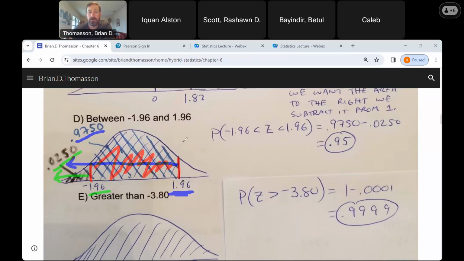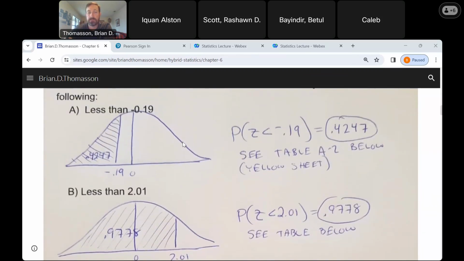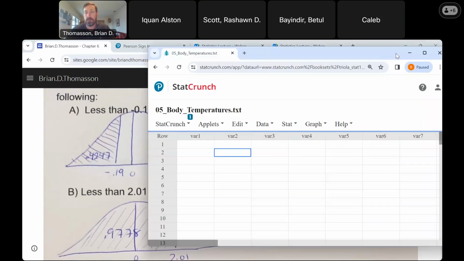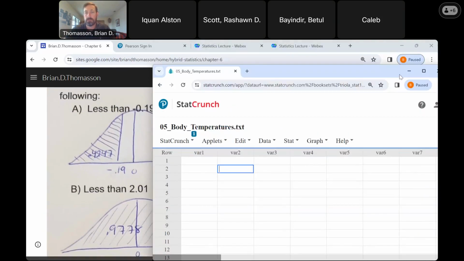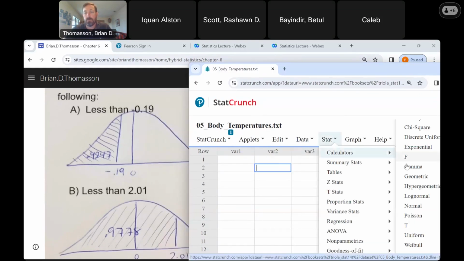Okay. I'm going to redo all these problems with StatCrunch so we get familiar with how StatCrunch can help us with this. And so let me see if we can get this going here. All right, I'm going to try to see if I can fit all this on one spot here. All right. Where we're going to go is under Stat, Calculators, and Normal. Okay, so Stat, Calculators, and Normal.